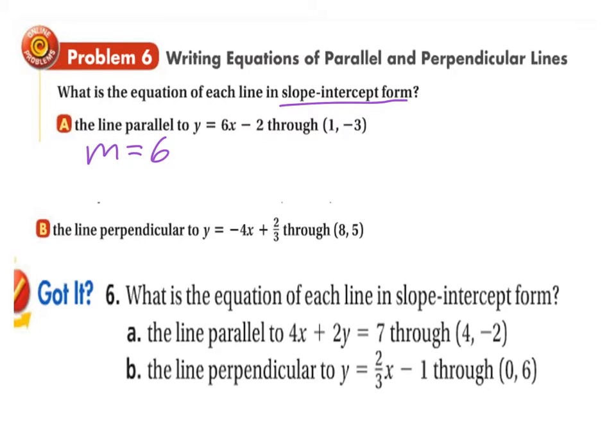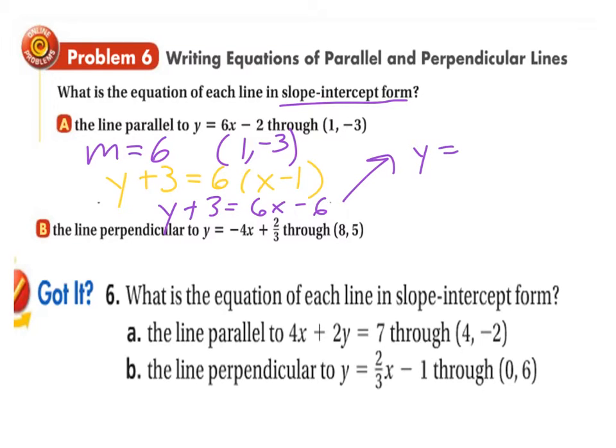So now it's really just a different way of giving us the information that it has a slope of 6 and goes through the point (1, -3). Now they want slope-intercept form, but it's much easier to start with point-slope form with this information. Point-slope form would be y plus 3 equals 6 times (x minus 1). In order to get to slope-intercept form, we just have to distribute the 6 and then subtract the 3. So distributing the 6 gives us y plus 3 equals 6x minus 6. And then subtracting the 3, we get y equals 6x minus 9, like that.